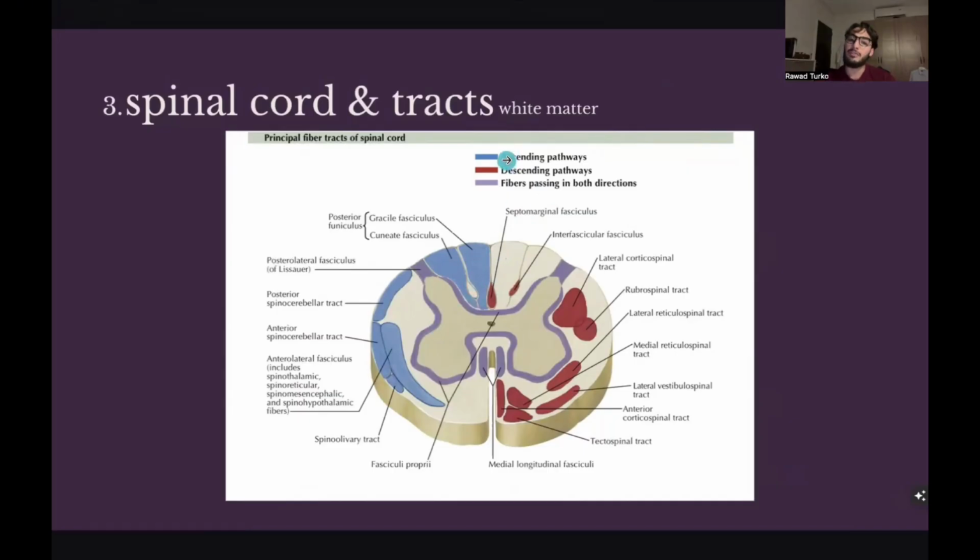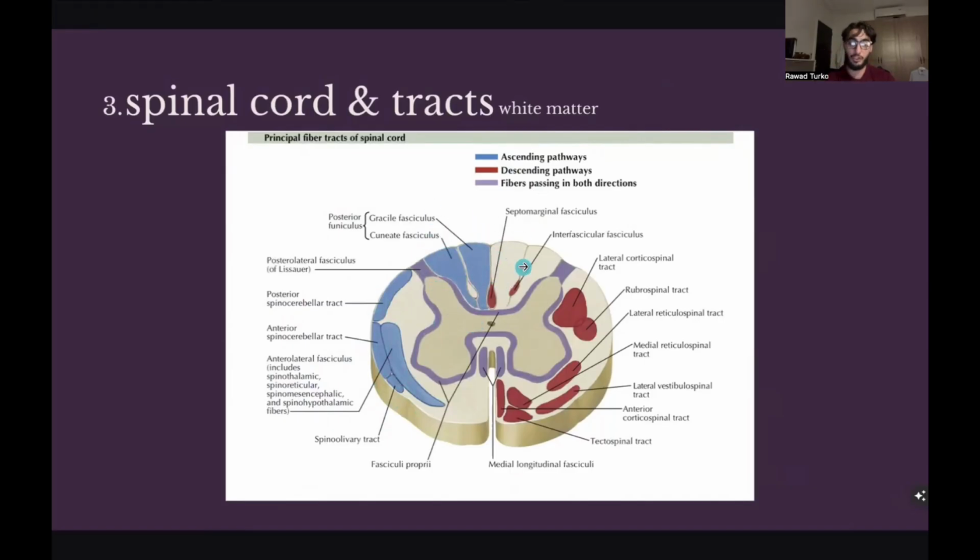Okay, so ascending pathways, we have the main ones here. So we have, right here, the anterolateral fasciculus. That's what it's called, but you guys are going to know it as the spinothalamic tract. So this is the spinothalamic tract here. You have the spinocerebellar, so your anterior spinocerebellar and the posterior spinocerebellar. You have your posterior funiculus, so this is the dorsal column. So these are all ascending pathways.